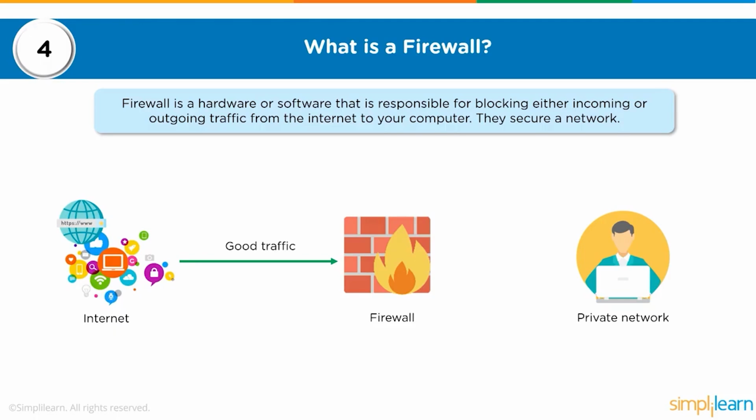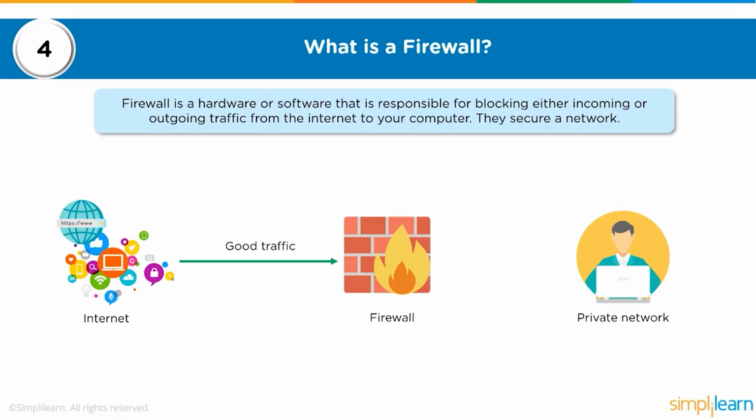So a firewall is either hardware or software, but its responsibility is for blocking either incoming or outgoing traffic from the internet to your computer. They secure a network. So essentially, the firewall will allow a connection to happen or disallow a connection to happen. It won't go beyond that. That's the basic functionality of a firewall.